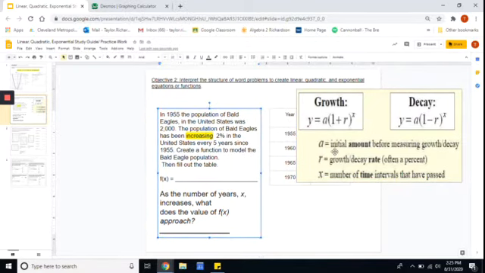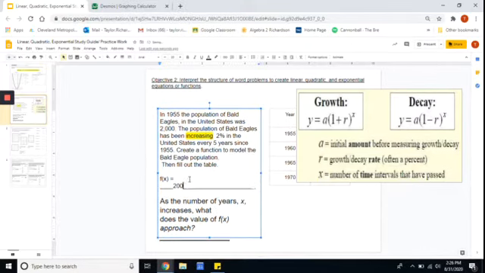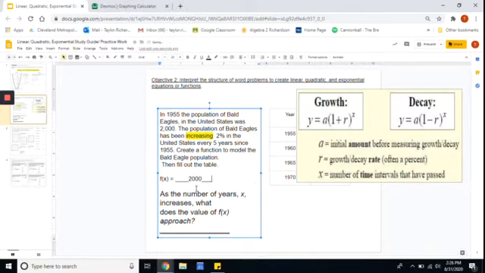Okay, so let's see what each of these letters mean. What does a mean? A means the initial amount. Well, how many bald eagles were in the United States initially at the very beginning? It says that the bald eagles in the United States was 2,000. So that means that 2, and again, you can delete these lines when you type on them. So 2,000 is my starting amount, okay?